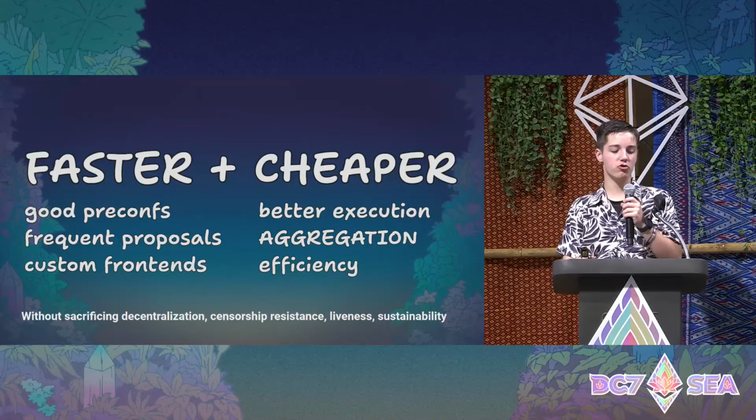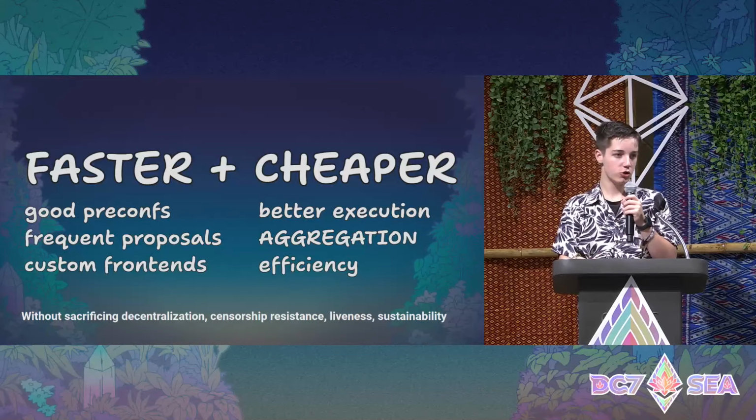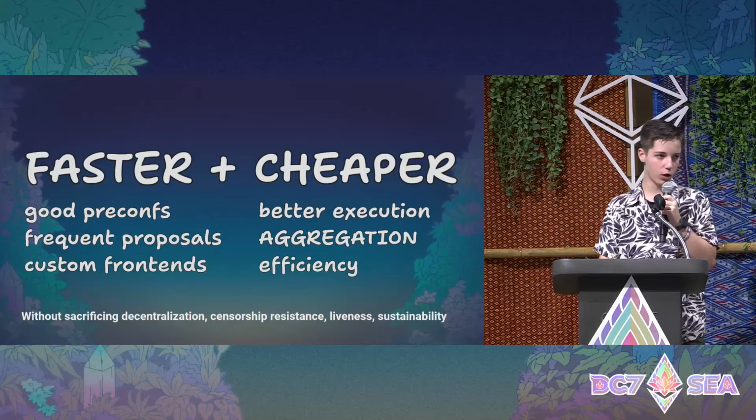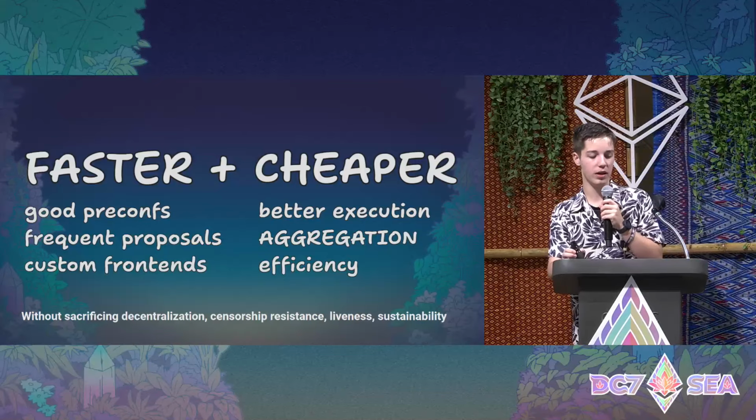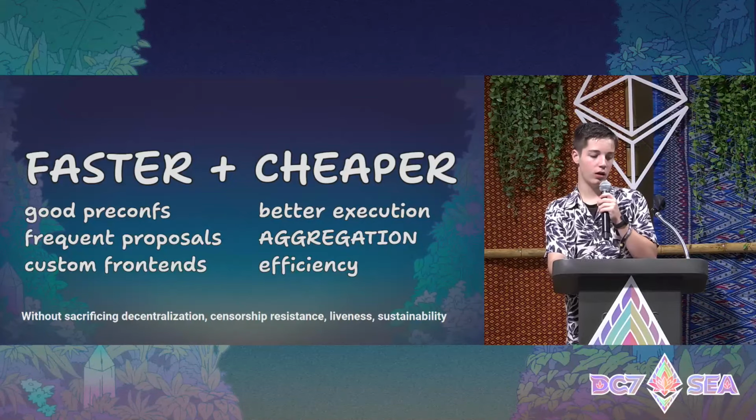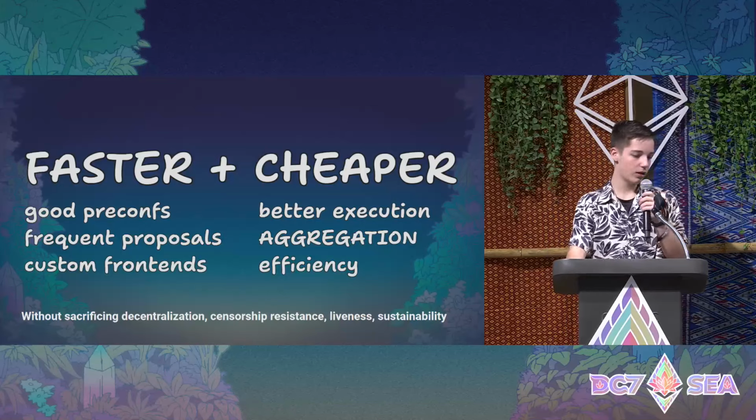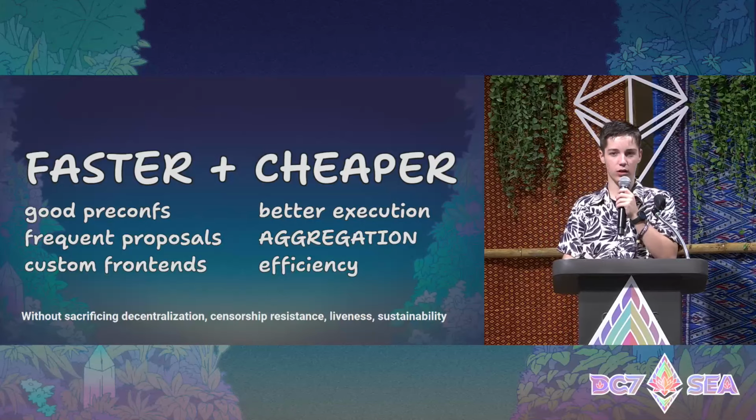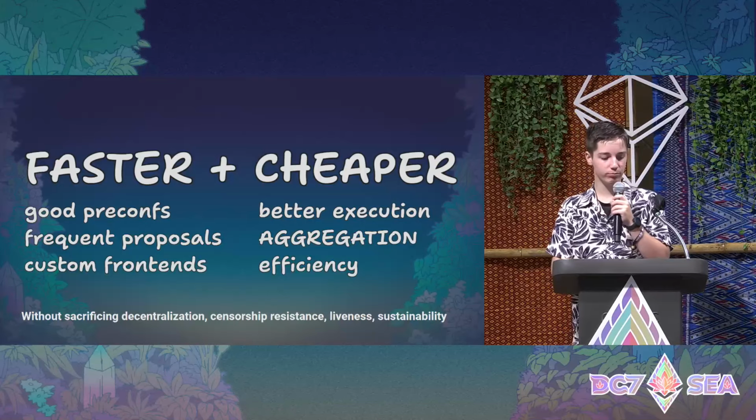Another thing is, of course, cheaper things, which is better execution. So just writing your smart contracts better and not making the kind of mistakes that we've made in the past when we were rushing to get code out. Aggregate everything. There's a slide on that, so I'll wait. And of course, efficiency of all shapes and sizes.